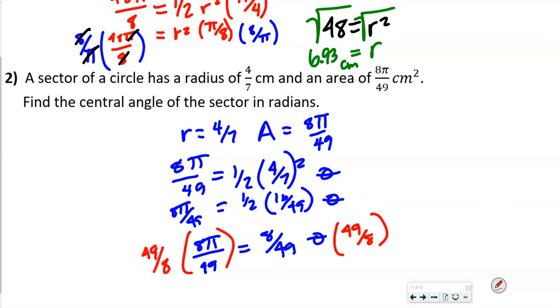I know this is hard. Again, you don't have to do it. This is an extension, so this is just to try to see if you can figure it out. 49 cancels out 49, 8 cancels out 8, so we got pi is equal to theta, and so guess what? That means that this angle is 180 degrees, huh? Because pi equals 180.